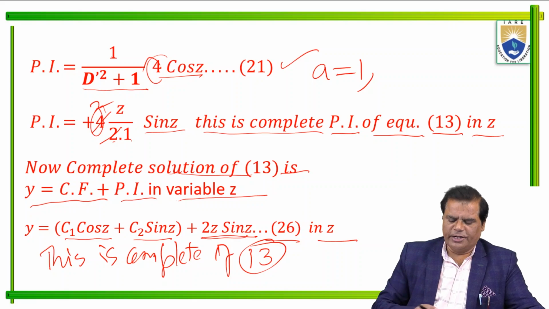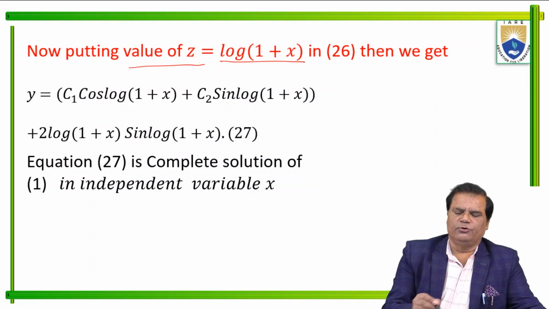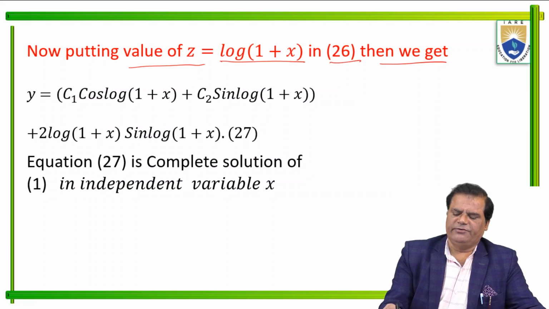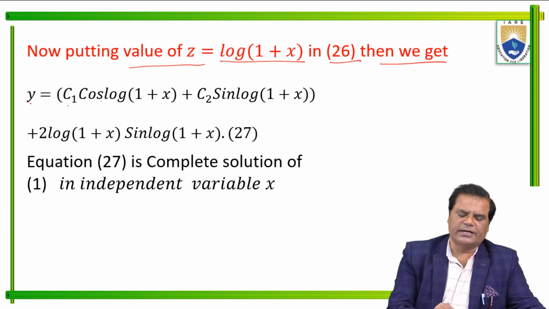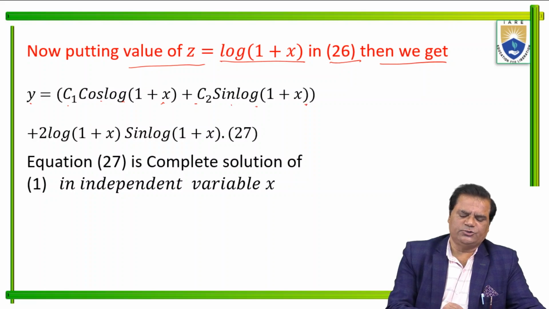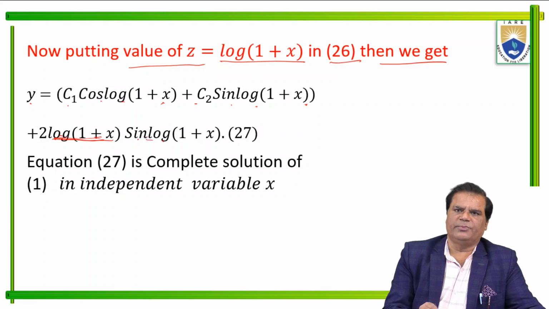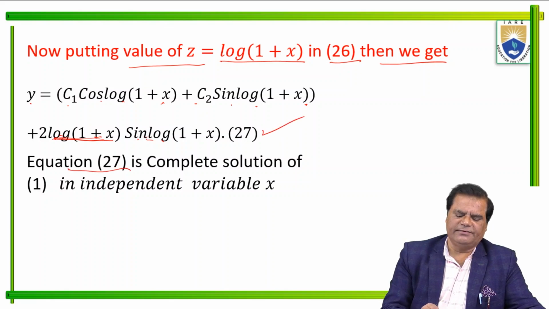Okay. Now putting the value of z here. Now putting z equal to log(1 plus x) in 26, then we get the solution of equation 1. So y equals c1 cos log(1 plus x) plus c2 sin log(1 plus x) plus 2, this is the value of z, 2 log(1 plus x) sin log(1 plus x). This is equation 27. So equation 27 is the complete solution of 1 because this is the answer in x, the independent variable x.